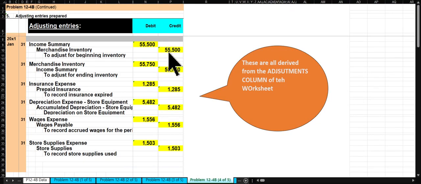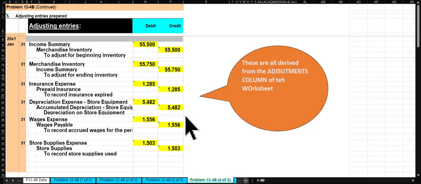I think I can quickly go through this section of the assignment. These are the adjusting entries that were taken from the adjustment columns of the worksheet, and we are literally putting them in journal form so that they can be posted to the general ledger to update the account. So like we did, we debited the income summary with the amount of the beginning inventory, and we credited inventory. So that's all we're doing here.